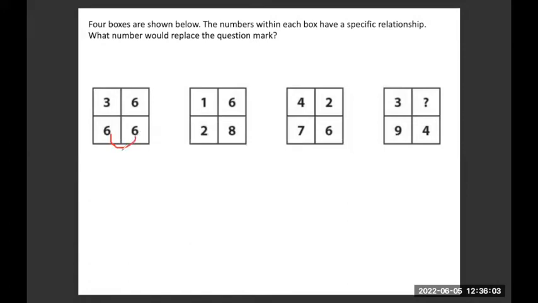So the bottom two numbers that are there in the four boxes, when you find the product of these numbers, 6 into 6, you get the top box, which is 36. 2 into 8, you get the top box, 16. 7 into 6, you get the top box, 42. 9 into 4, you get the top box, 36. So 6 is the number which should replace the question mark that way.